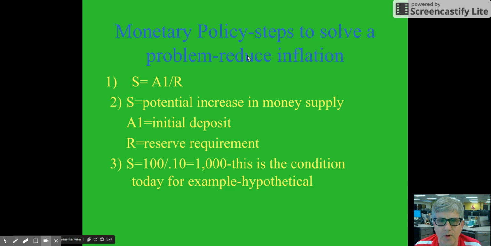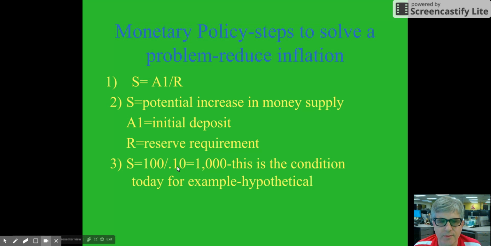Now, this is to solve the problem, reduce inflation. It's just the exact opposite. First three steps are identical. S equals A1 over R. S is the potential increase in money supply. A1 is the initial deposit. R is the reserve requirement. And then this is the hypothetical today. 1,000 is the money supply. 0.10 is the reserve requirement. 100 is the A1. You want to reduce the money supply.